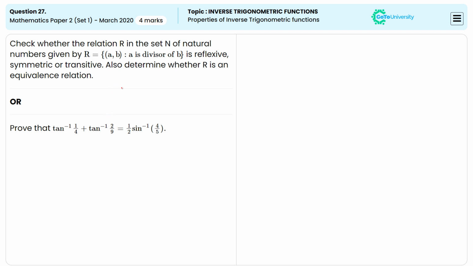In this question, we have got two questions and we can write any one among this in the exam. Now let's try solving both of them one by one. Let's look into the first question now.